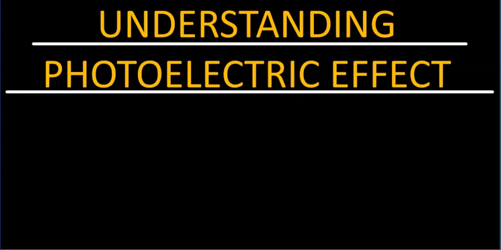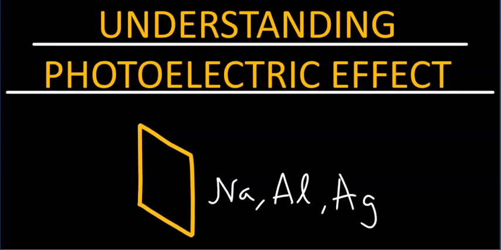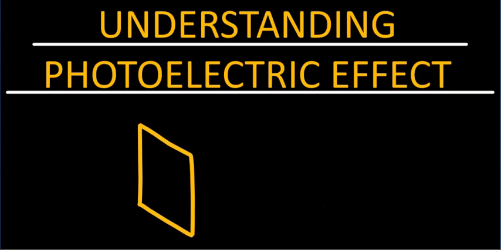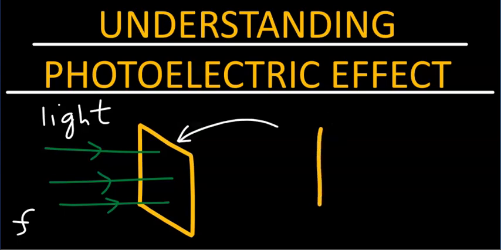Let's see how this works. Assume you have a metallic surface, like that. It could be sodium or aluminum or, say, silver. Now let's assume we shine light on this metallic surface, like that. It's a monochromatic light with, let's say, frequency f. Let's look at the cross-sectional view of this metallic surface, like that.